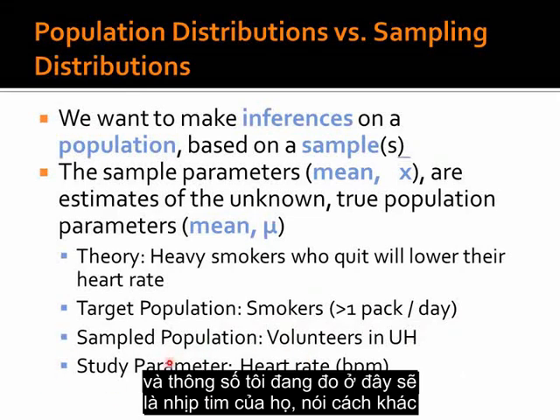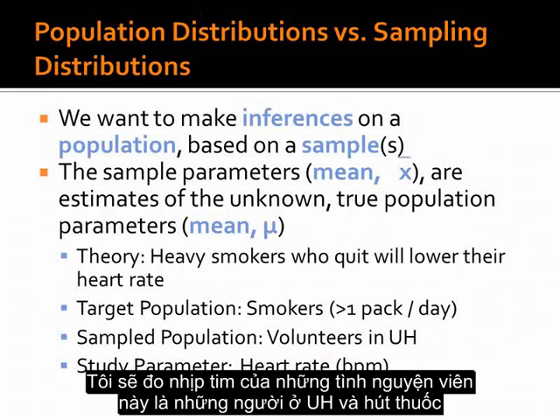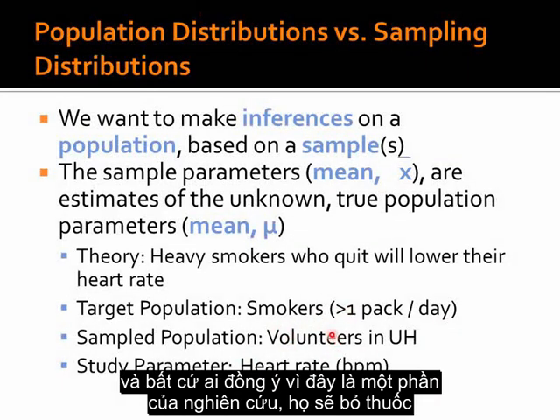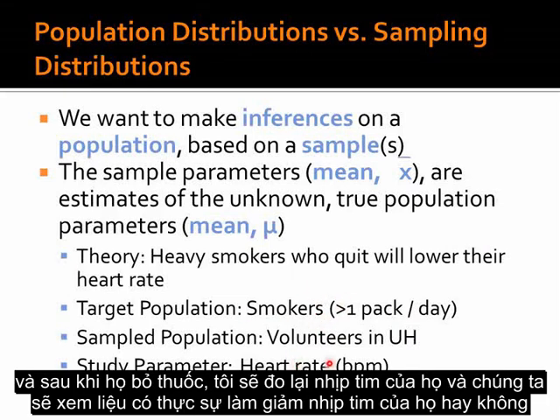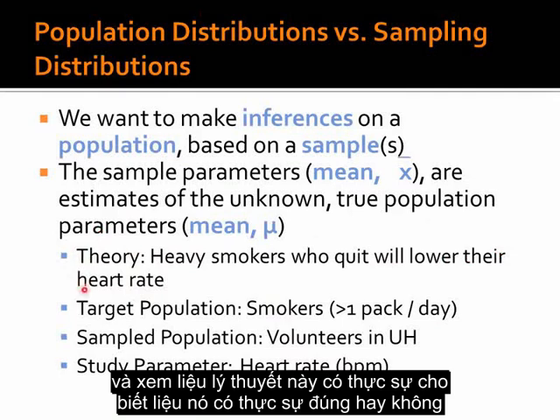And the parameter I am measuring here is going to be their heart rate. So in other words, I'm going to measure the heart rate of these volunteers in UH who smoke and who have agreed that as part of this study they're going to quit smoking. And after they quit smoking, I'm going to measure their heart rate again. And we're going to see whether there's actually a lowering of their heart rate, and to see whether this theory actually pans out, whether it's actually true.